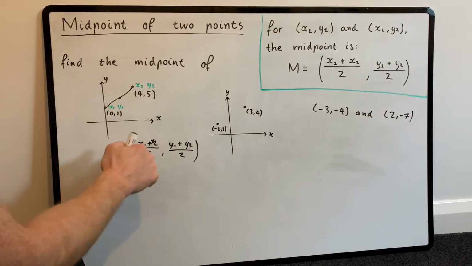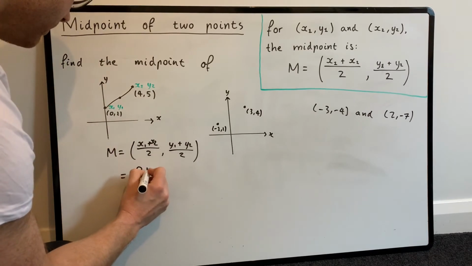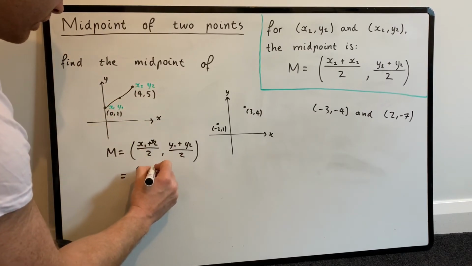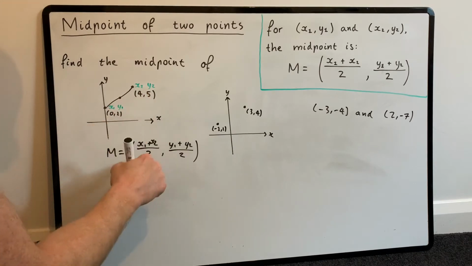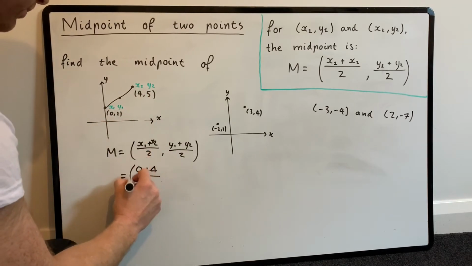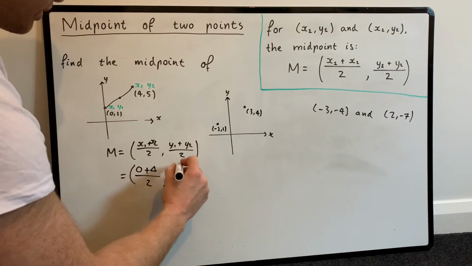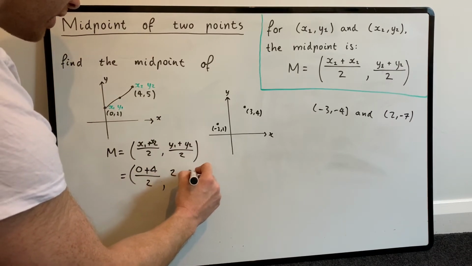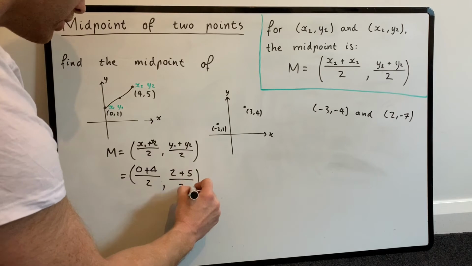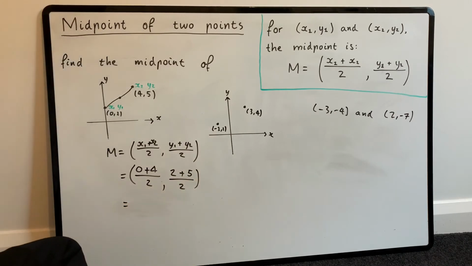So, x1 is 0, x2 is 4, on 2. y1 is 2, y2 is 5, also on 2. Now, you can do this in the calculator if you wish, but it's pretty basic stuff. I don't really think you need to.